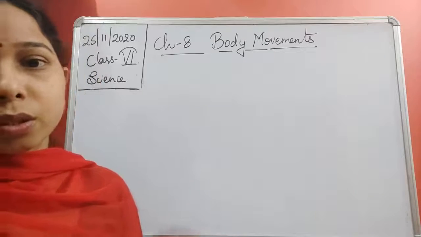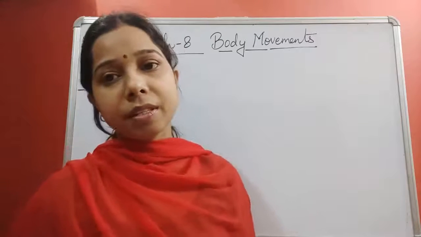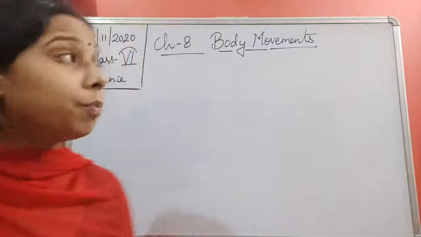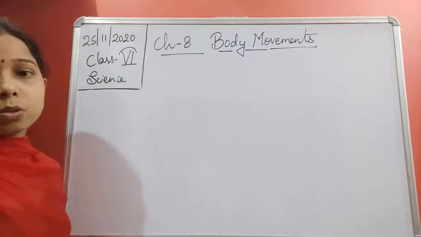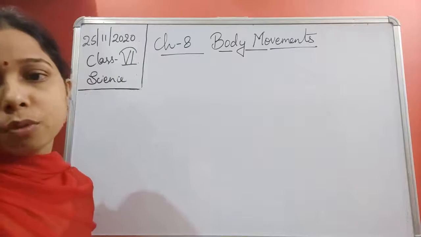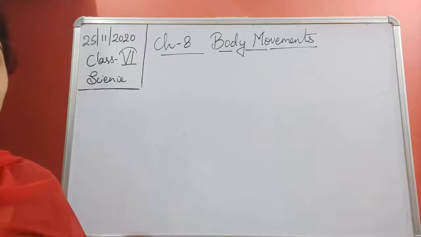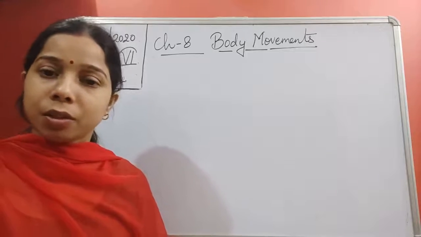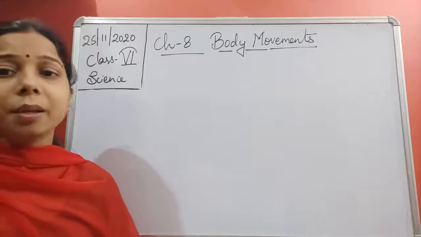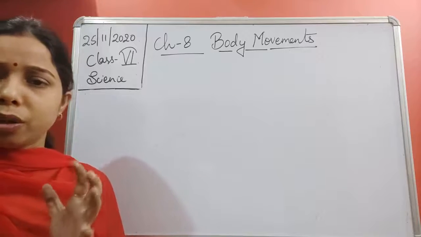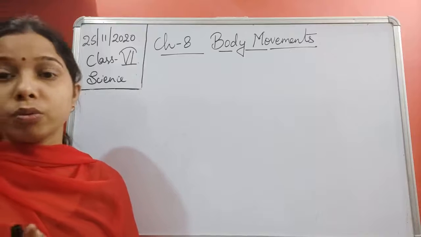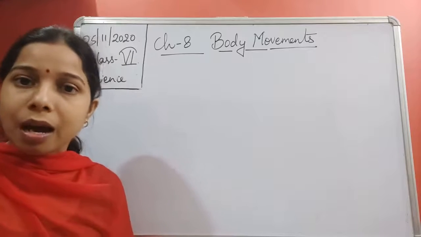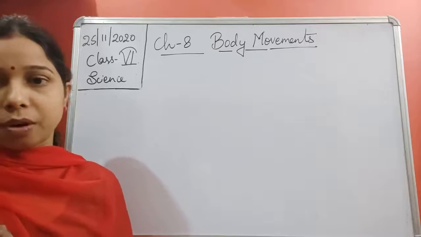Hello students. In the previous class, in the chapter on body movement, we were talking about the different types of bones. Our body is basically made up of all the different kinds of bones. They join together and form a framework.